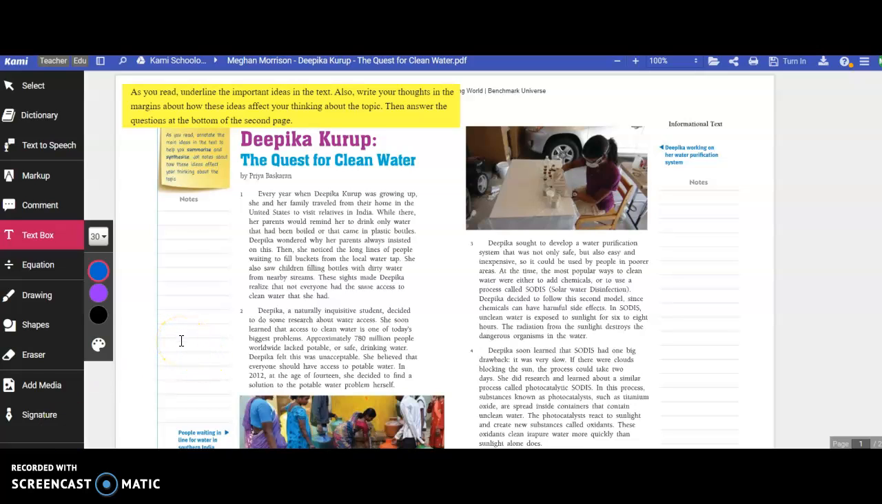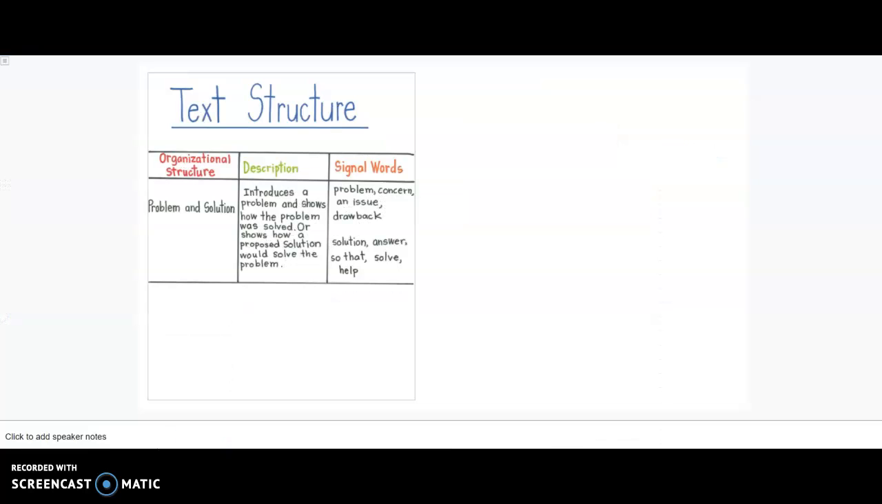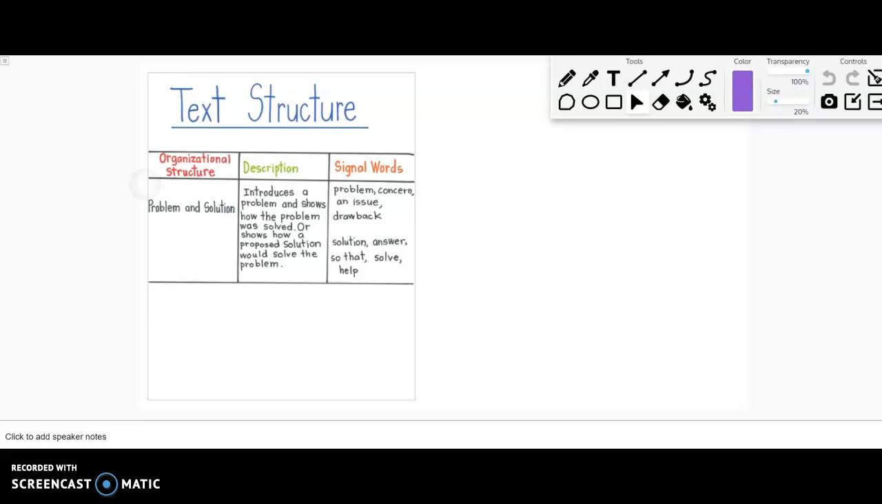If you think back to India's ingenious solar canals and buying sunshine with smartphones, they were both problem and solution texts. And so is this one. It introduces a problem and shows how the problem was solved, or how a proposed solution would solve the problem. In this case, it is showing how the problem was solved.